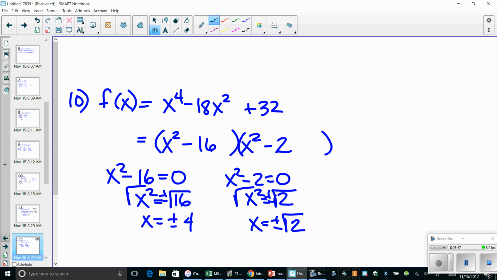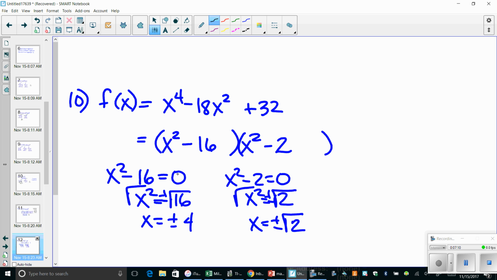Number 10. Okay, this has to be factored. I saw some people trying to use the quadratic formula, but it's not a quadratic equation, so you can't use the quadratic formula. So you've got to factor. To get x to the fourth, it'd be x squared and x squared. It'd be minus 16 and minus 2, to add to negative 18 and multiply to positive 32. Set them both equal to 0.